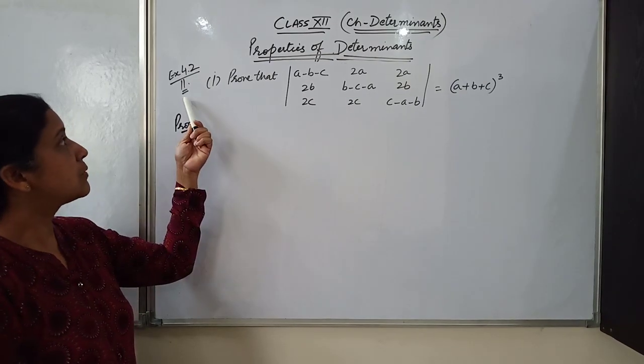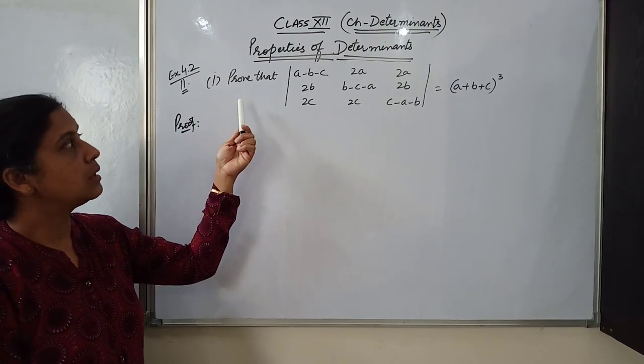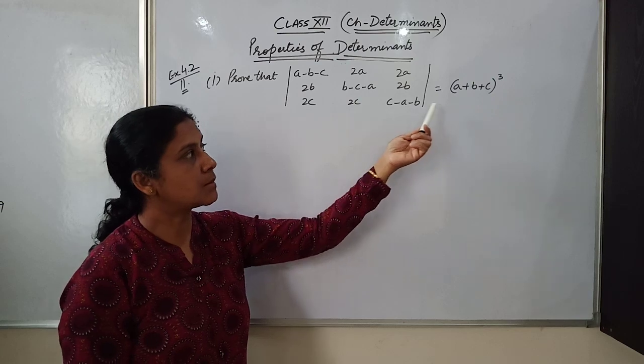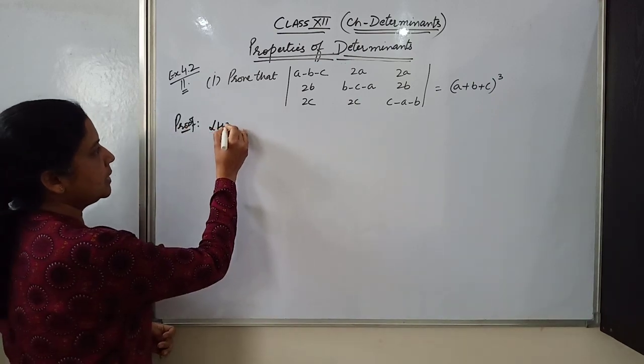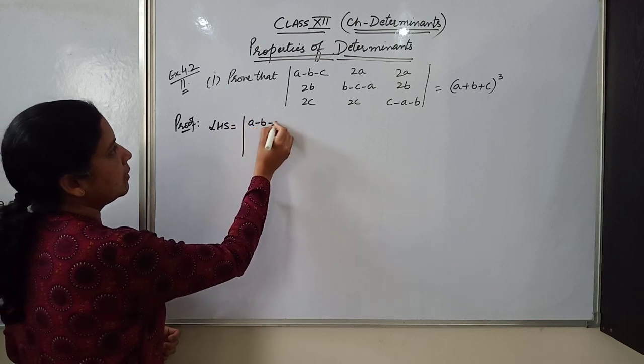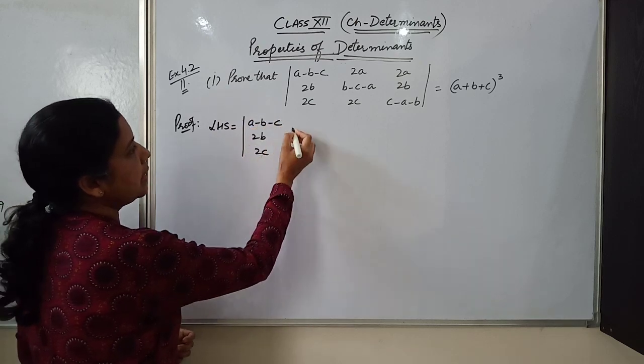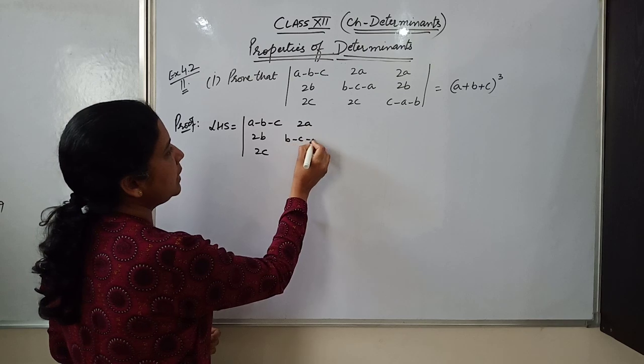Now I'm going to start with question number 11, first part. We have to prove that this determinant comes out to be equal to a plus b plus c whole cube. I start with LHS. All the elements have to be written down very carefully.